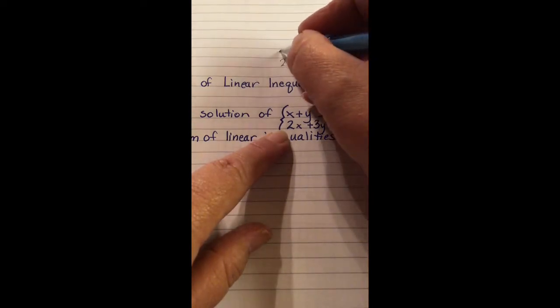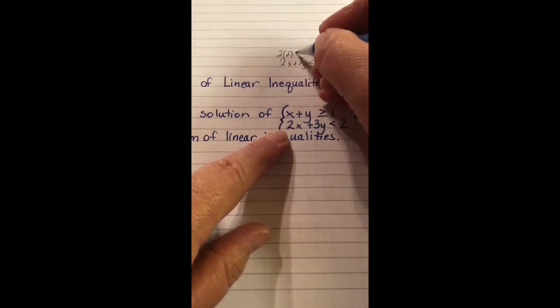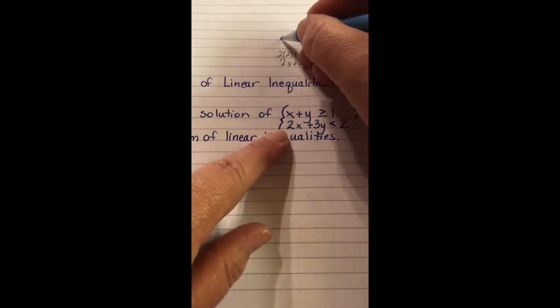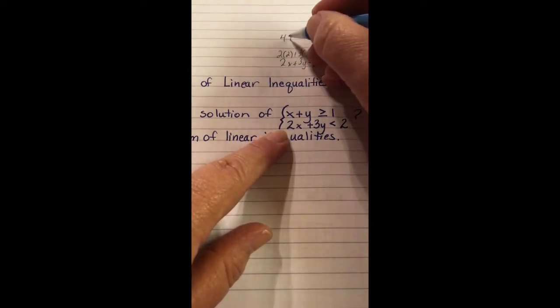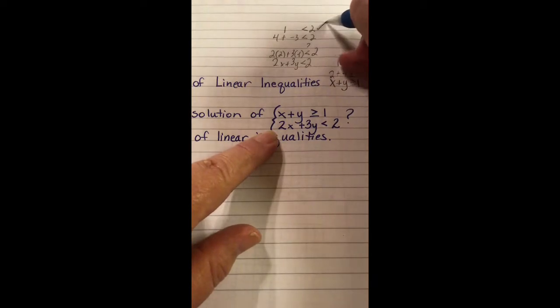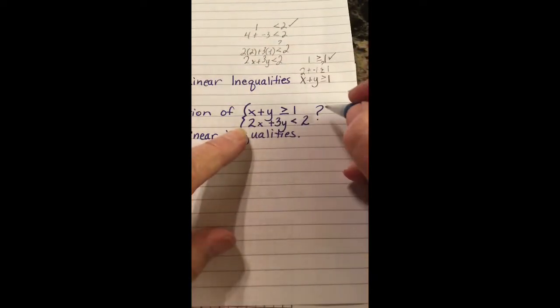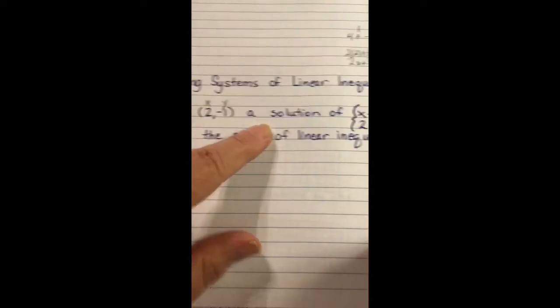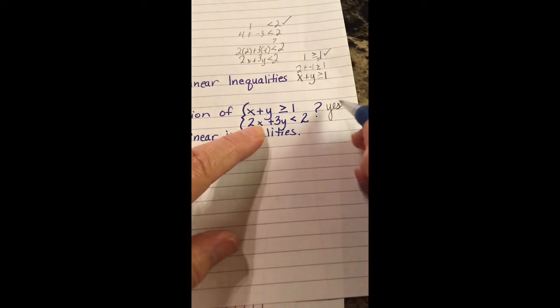Okay, so does (2, -1) satisfy this inequality? 2 times 2 is 4, plus -3. Is that less than 2? 4 plus -3 is 1. Is 1 less than 2? Yes, it is. So it satisfies this one, and it satisfies this one. So the answer to this is yes. (2, -1) is a solution to this system of inequalities.